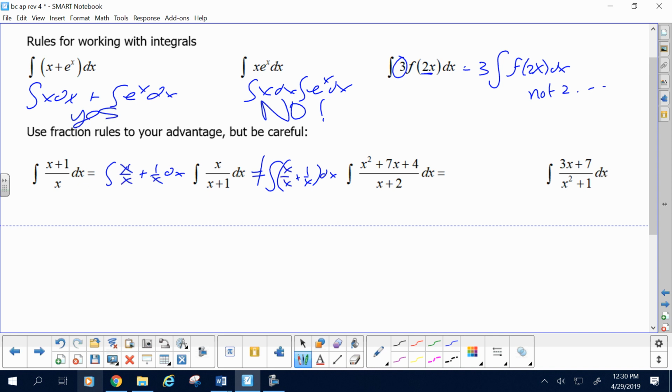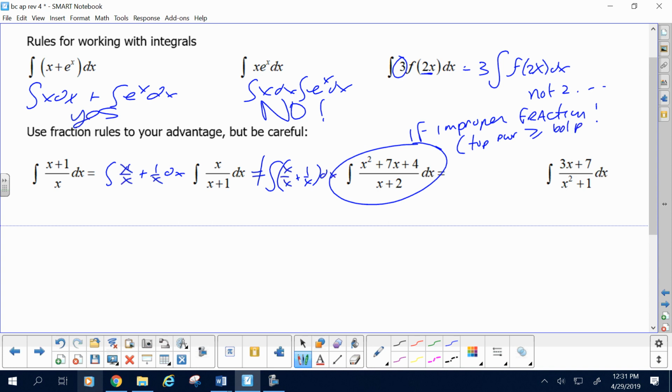If you get an improper fraction, not improper integral, excuse me, and by that I mean the top power is greater than or equal to the bottom power, then you must divide first. So if I got that integral here, the first thing I would do is divide by x plus 2.